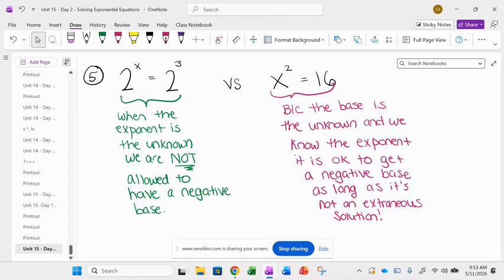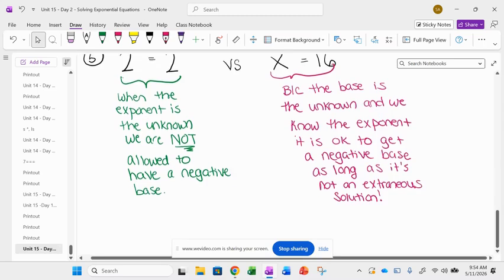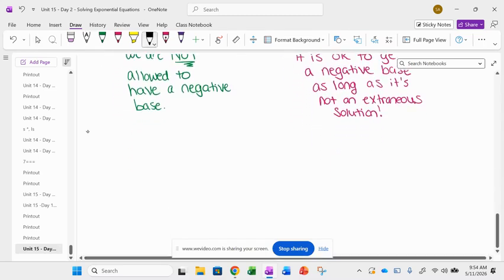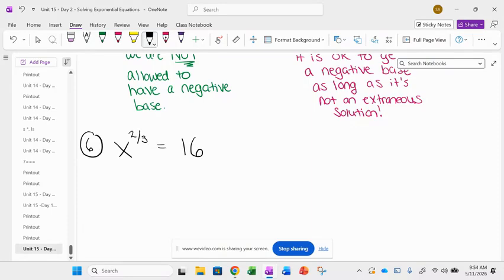So if we were to solve this right side, x squared equals 16, do we agree it'd be plus minus 4? X equals plus minus 4. Okay, answers plus minus 4? Absolutely. Okay, so let's say I have x to the 2/3 equals 16.